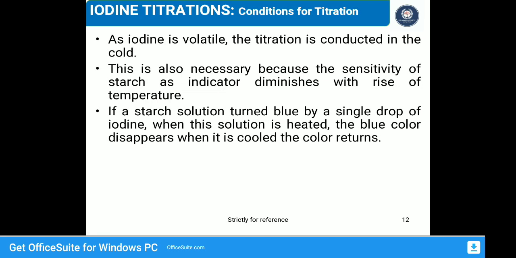Now, in iodine titration, there are some conditions which are very important for its conduction. As iodine is volatile in nature, the titration is conducted in a cold environment. This is also necessary because the sensitivity of starch as indicator diminishes with rise of temperature. If a starch solution turns blue by a single drop of iodine, when this solution is heated, the blue color disappears. When it is cooled, the color returns.